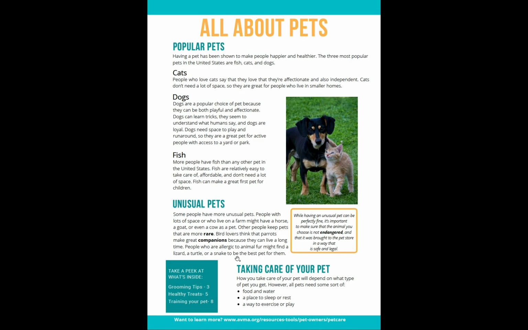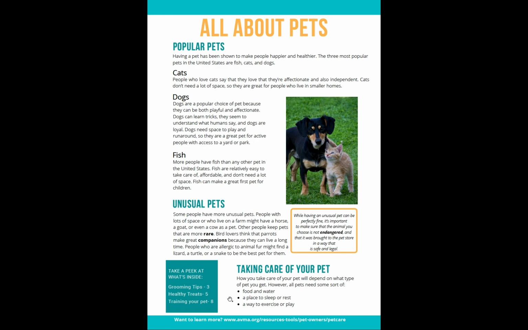And then this final heading on this page is called Taking Care of Your Pet, and what's interesting about it is that it contains a bulleted list. These little round dots we call bullets. Sometimes putting things in a list like this is the quickest, most efficient way to share information. So this is a 3-point list that all pets need some sort of food and water, place to sleep and rest, way to exercise or play. 3 different little points.